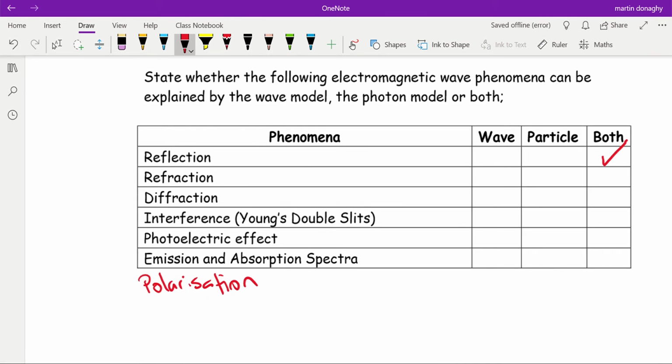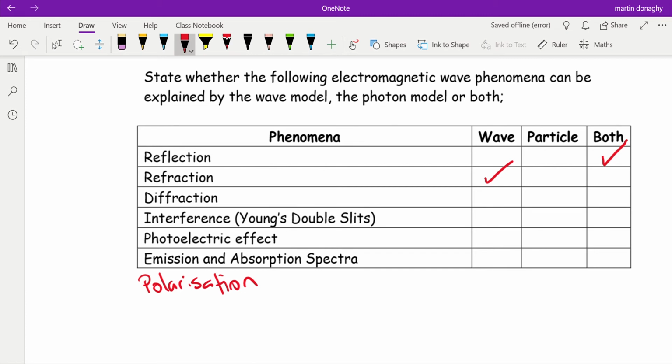Now, reflection is one that can be pretty well described by both. So we can think of a wave going in against a solid surface and being reflected out, or we can think of these little photons as particles, almost like snooker balls bouncing off a cushion. So it can be described by both. Now, this is a little bit contentious. Refraction, as far as you're concerned, can only be described by a wave.